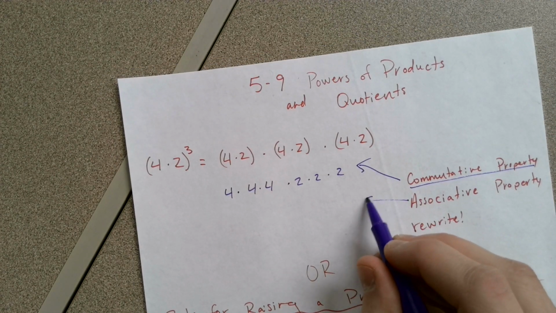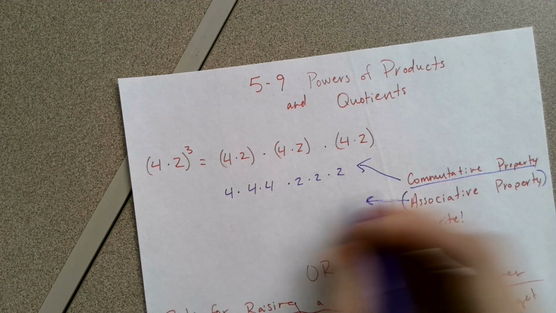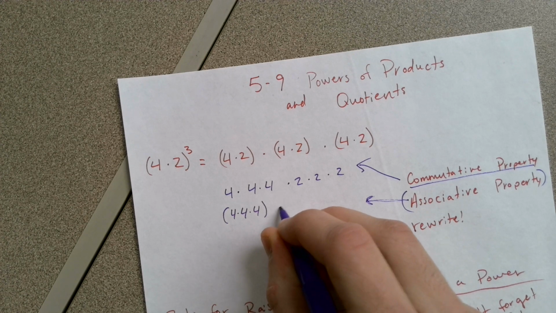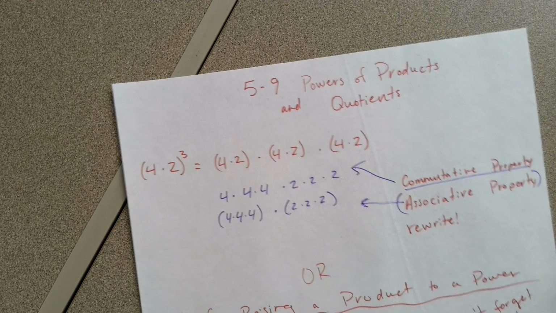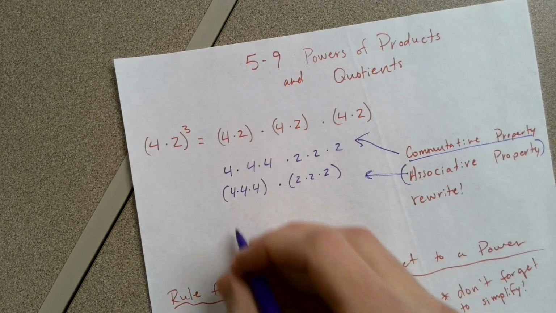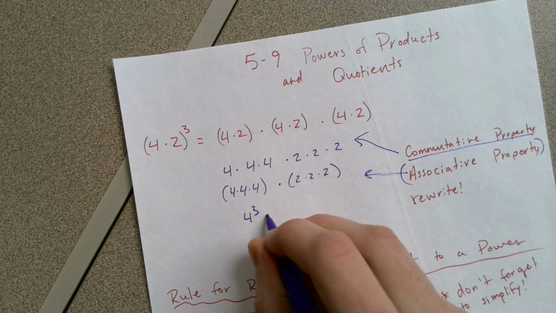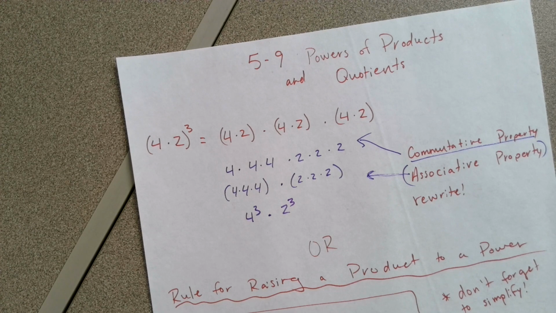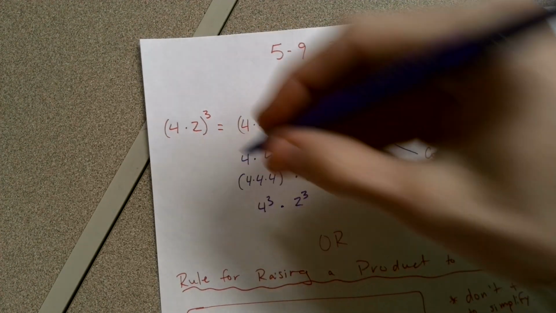I'm then going to use my associative property, something else we talked about. That has to do with our parentheses here. So I'm thinking I want to put these in parentheses as 4 times 4 times 4 times 2 times 2 times 2. Finally, I'm going to rewrite that as 4 times itself 3 times, which is going to be 4 to the third power, times 2 times itself 3 times, 2 to the third power. We could solve that from there. I'm not super worried about that quite yet.